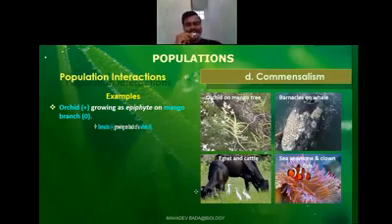Another example, sea anemone and clownfish. Sea anemone and clownfish is another good example of commensalism. Another example of commensalism is suckerfish and shark. What will this shark do? Shark is a very huge animal, while eating the food material. Suckerfishes are very small fishes. Once the shark catches the food material and starts eating, they just come near the mouth. The spilled food material is eaten by the suckerfish from the shark.